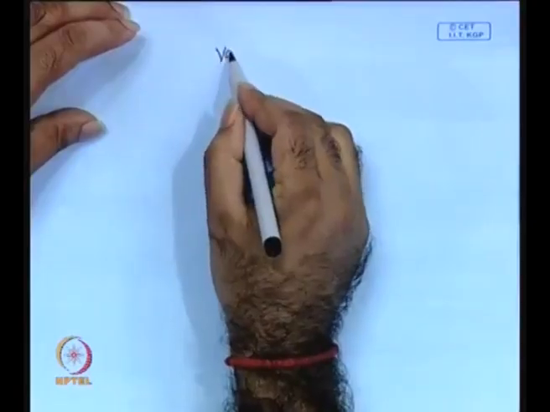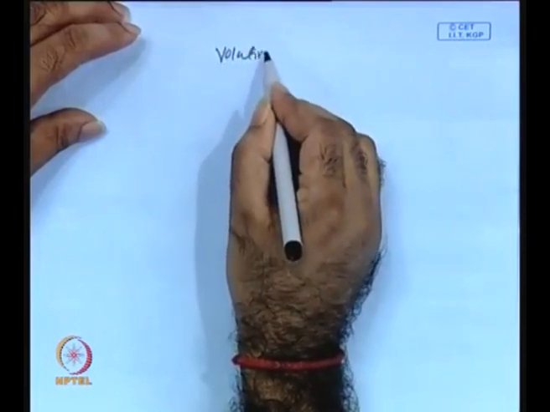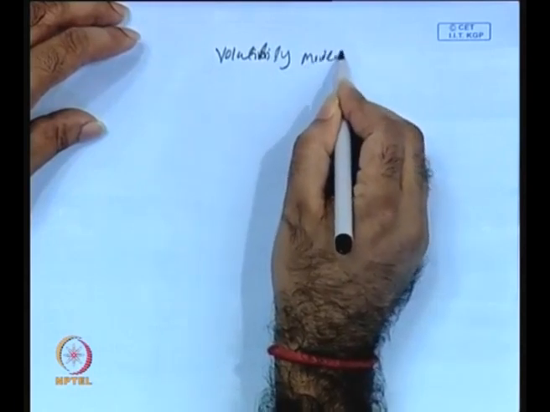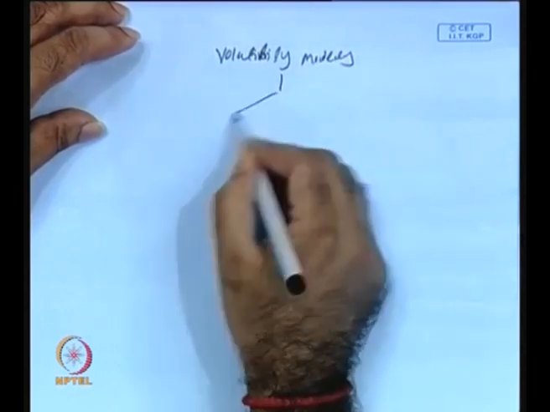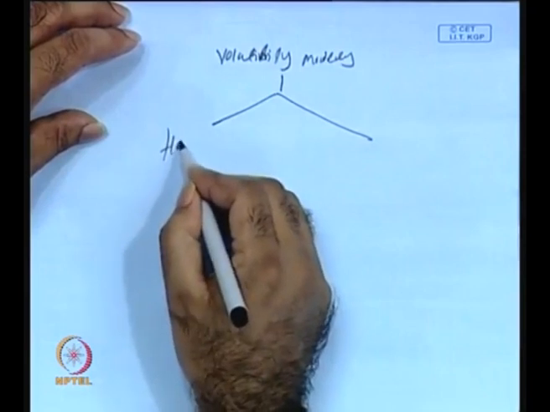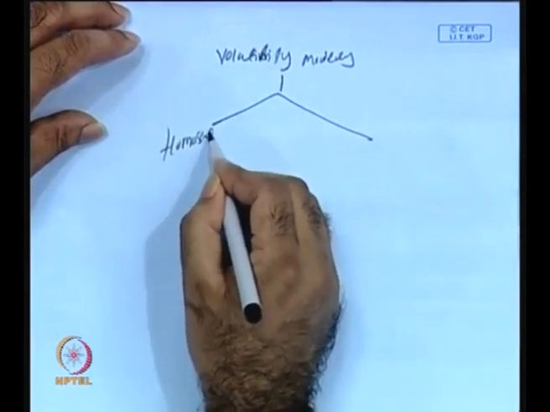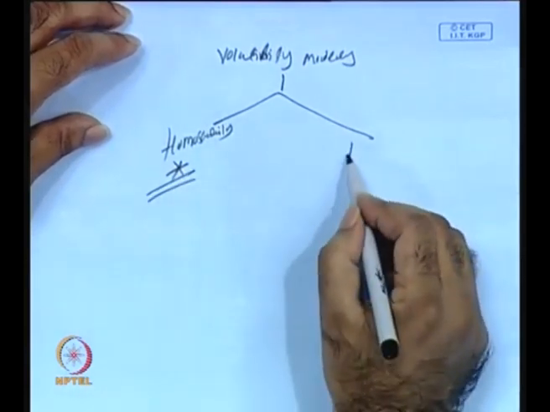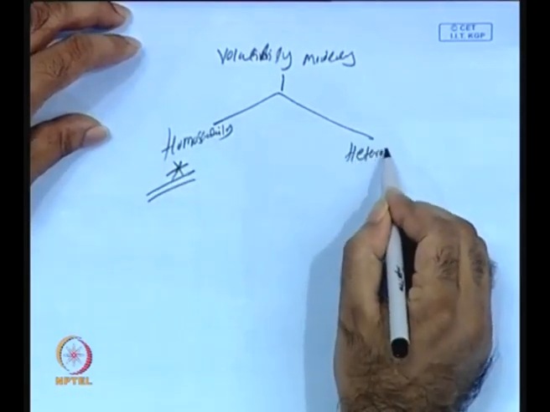Now there are two different problems you have to handle through volatility modeling. Volatility modeling basically deals with two aspects: homoscedasticity, which is not our job right now, and the other, which is called heteroscedasticity.